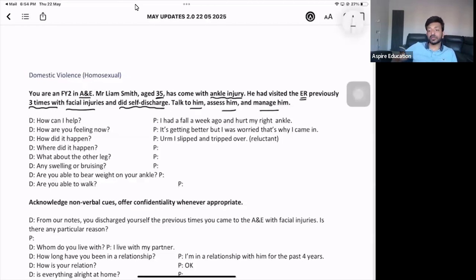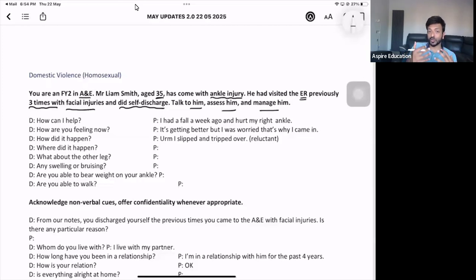So how can I help? He will tell you that I have injury in my right ankle. So you will take a bit of history, you'll do the Socrates as well, but the patient has got injury and you'll say, oh, 1 week ago, but why did you come today only? Why didn't you come 1 week ago? You'll take that history. Then you will bring up this point as well that you had this facial injury. Why did you do the self-discharge as well?